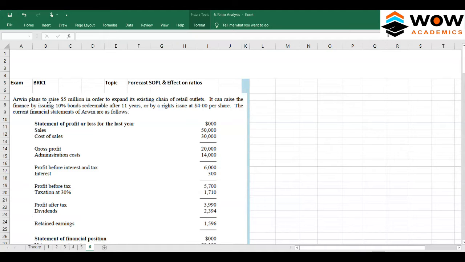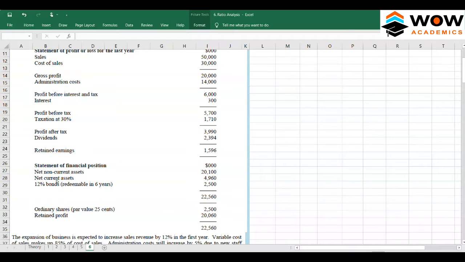They say that Arvind plans to raise 5 million in order to expand its existing chain of retail outlets. It can raise the finance by issuing 10% bonds redeemable after 11 years or by a rights issue at $4 per share. So they want to raise this amount through a bond or a rights issue, and the share price is $4 per share. The current financial statements of Arvind are as follows. They have given sales, cost of sales, gross profit, administration cost, profit before interest and tax, interest, profit before tax, taxation, profit after tax, dividends, and the retained earnings.